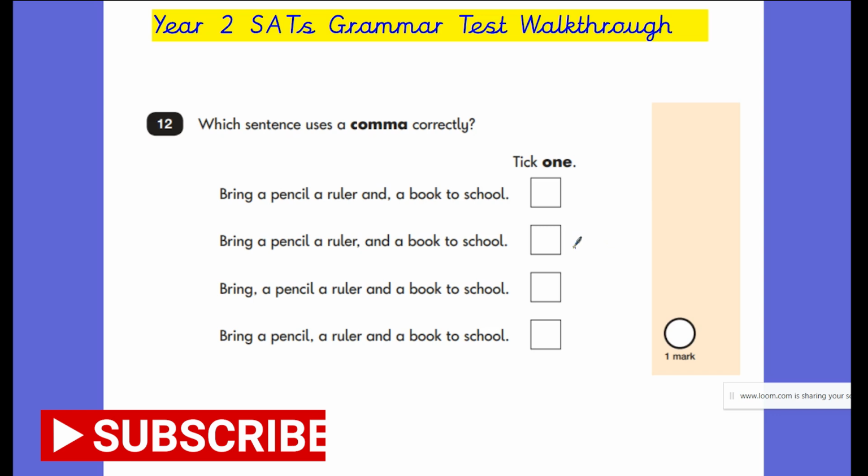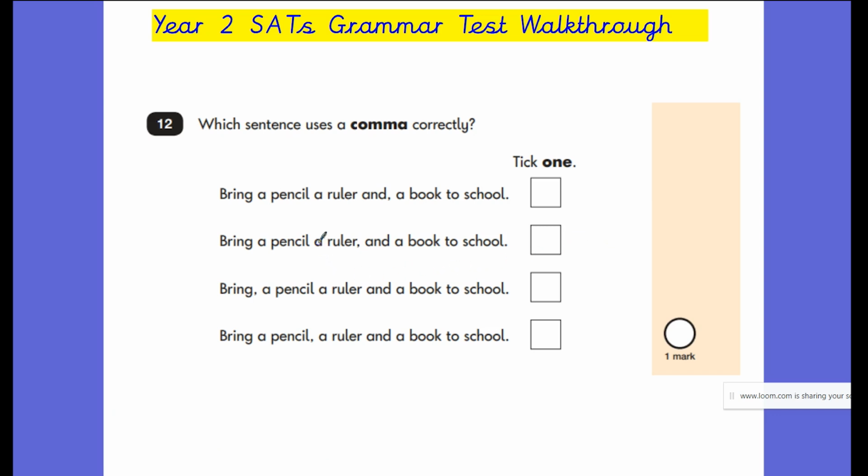And that's what they're being asked to do here. So, "Bring a pencil, a ruler, and, comma, a book to school." Would we usually use a comma and "and" in this way? I don't think so. "And" is usually used instead of a comma, so I don't think it is this sentence. "Bring a pencil, a ruler, and a book to school." Would we usually have a comma here before "and"? There is a place where a comma's missing in this sentence.